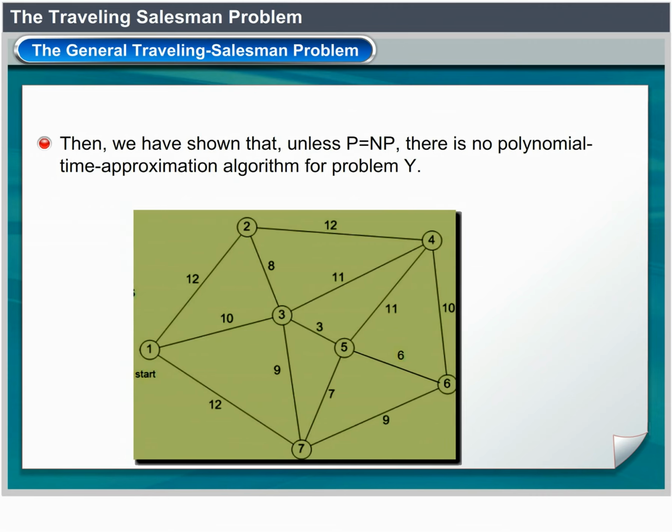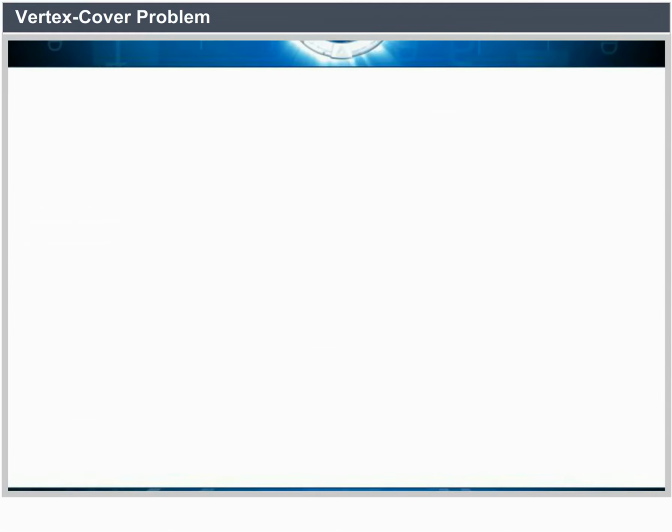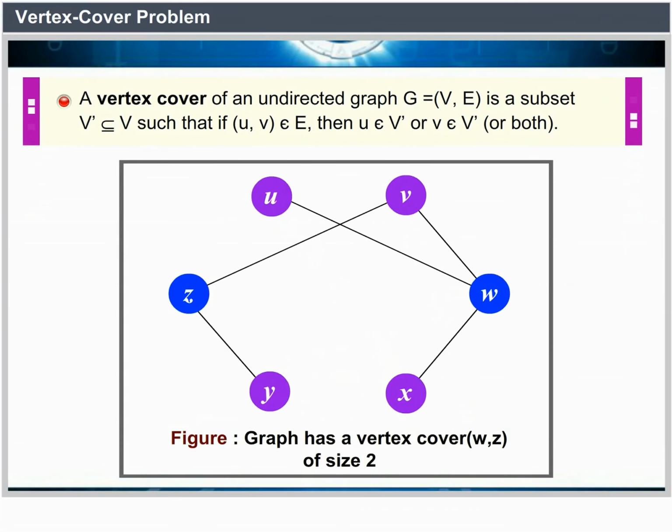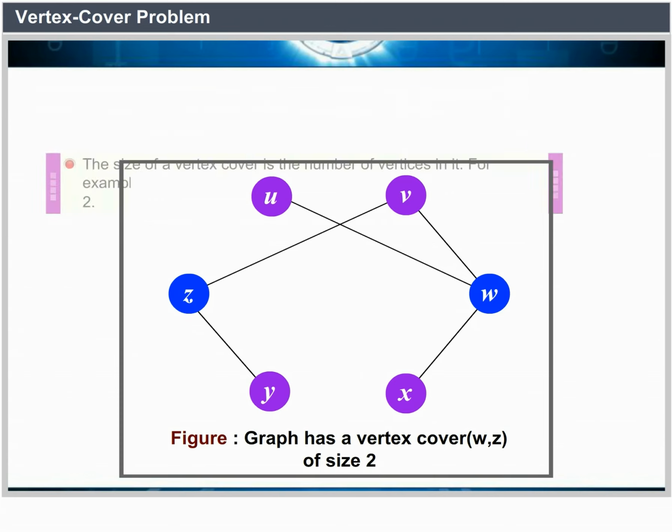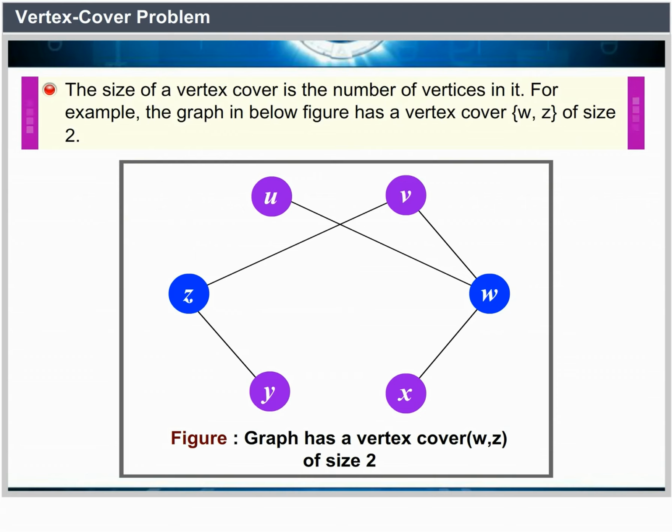Vertex cover problem. A vertex cover of an undirected graph G equals (V, E) is a subset V' of V such that if (u, v) belongs to E, then u belongs to V' or v belongs to V' or both. That is, each vertex covers its incident edges, and a vertex cover for G is a set of vertices that covers all the edges in E. The size of a vertex cover is the number of vertices in it. For example, the graph in the below figure has a vertex cover {w, z} of size 2.